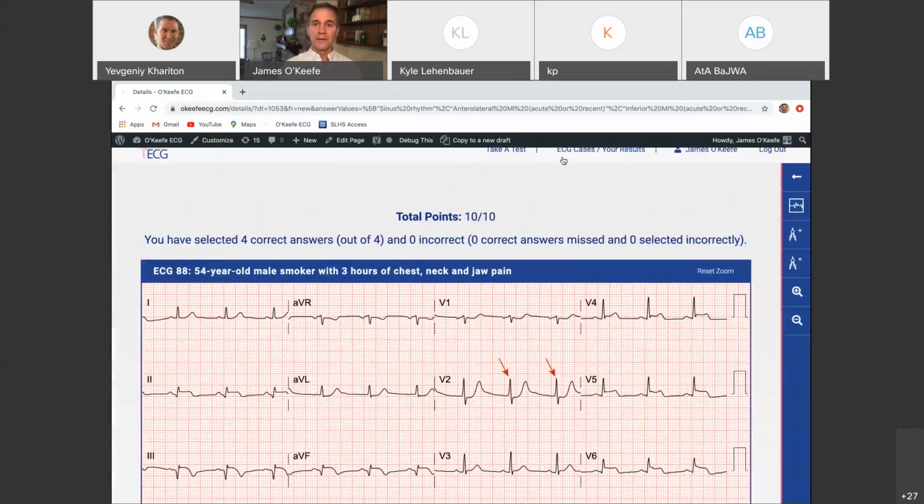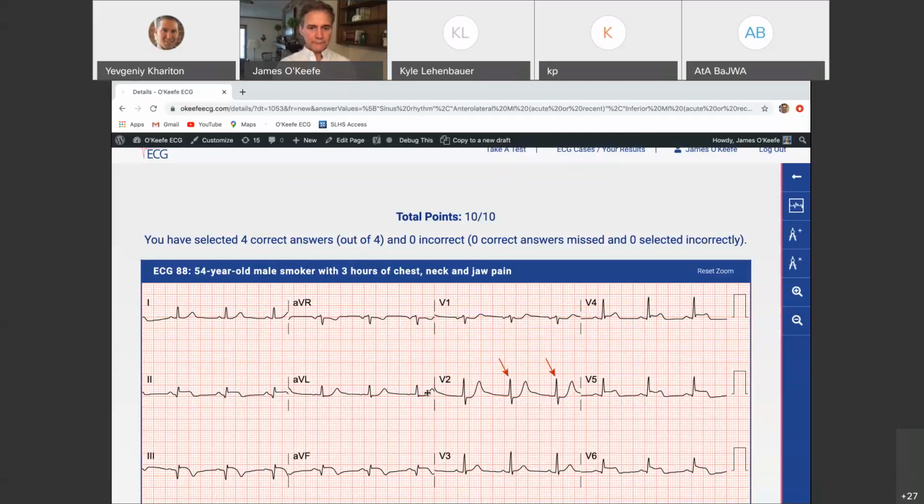Dr. O'Keefe, would we code anterolateral? Because for V1 to V4, it doesn't really meet criteria. So it's anterolateral because it's two out of the three for V4 to V6. But for anterior or anteroseptal, you need two or more from V1 to V4. So you only have one in V4. Remember, for V3, that might be 1 millimeter, but you need 2 millimeters of ST segment elevation in V2, V3 in a male to be calling an acute infarction anteriorly.